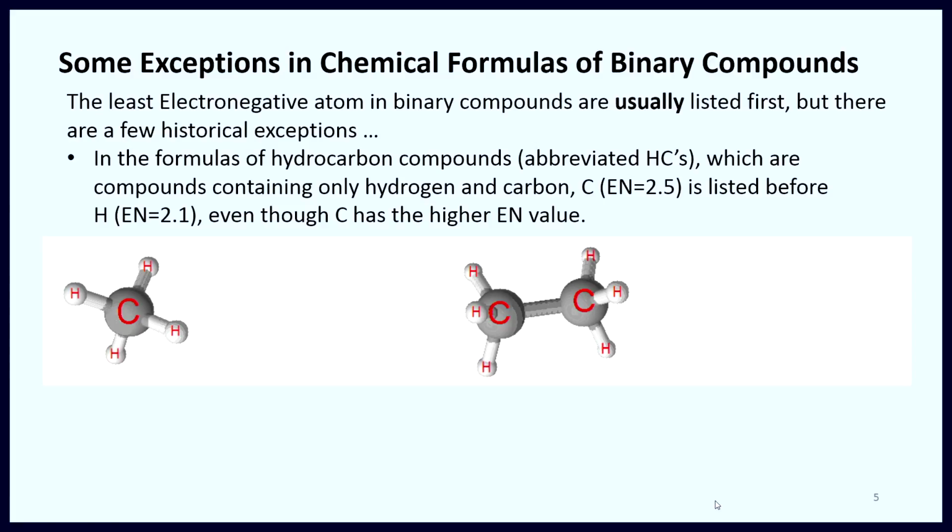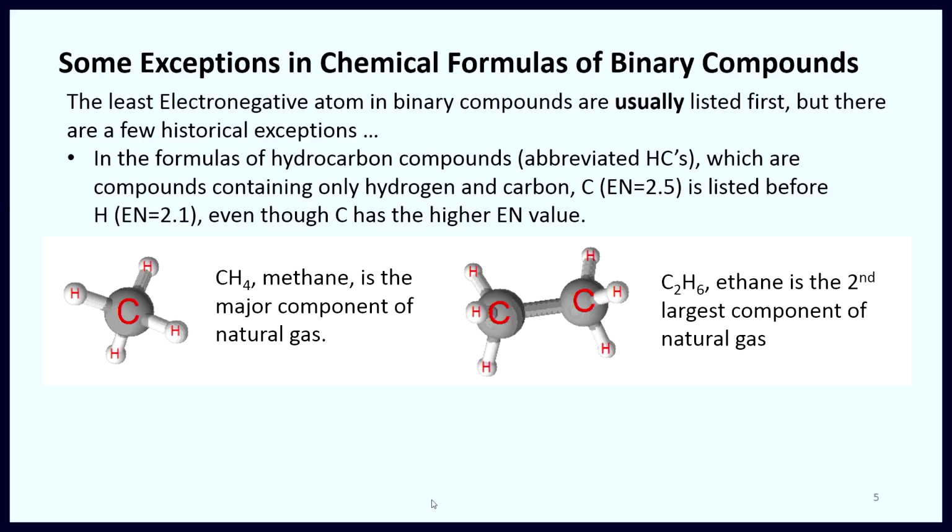Now, carbon, we know, has an electronegativity of 2.5, but it's listed before hydrogen in hydrocarbon formulas, even though carbon has the higher electronegativity value. So in this case, it's written as CH4 instead of H4C. This compound is called methane. It's the major component of natural gas. The one to the right of it, C2H6, is ethane, and it's the second largest component of natural gas.